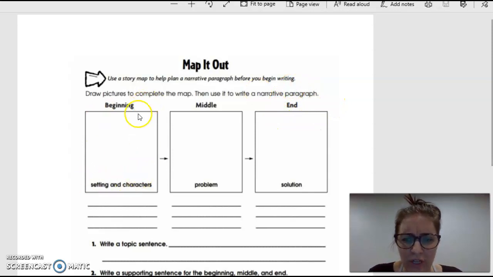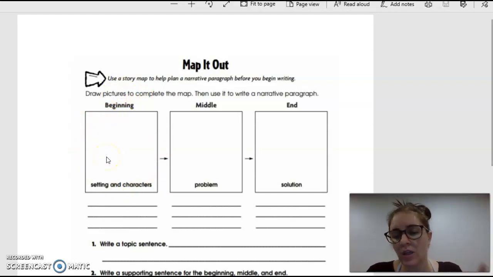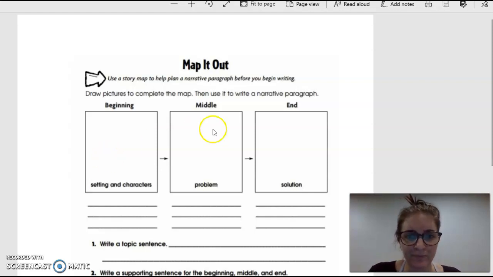At the beginning of a story, we always figure out what the setting is and who the characters are part of the story. So, you can draw your character in a specific setting. It could be, for example, Miss Vitale at McDonald's. Okay? So you draw Miss Vitale at McDonald's. Let's say I'm part of your story and the story is happening at McDonald's.